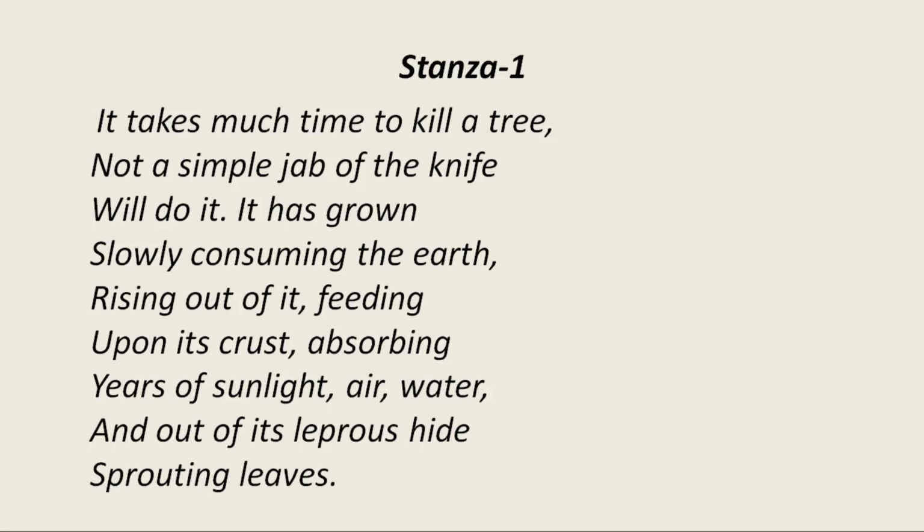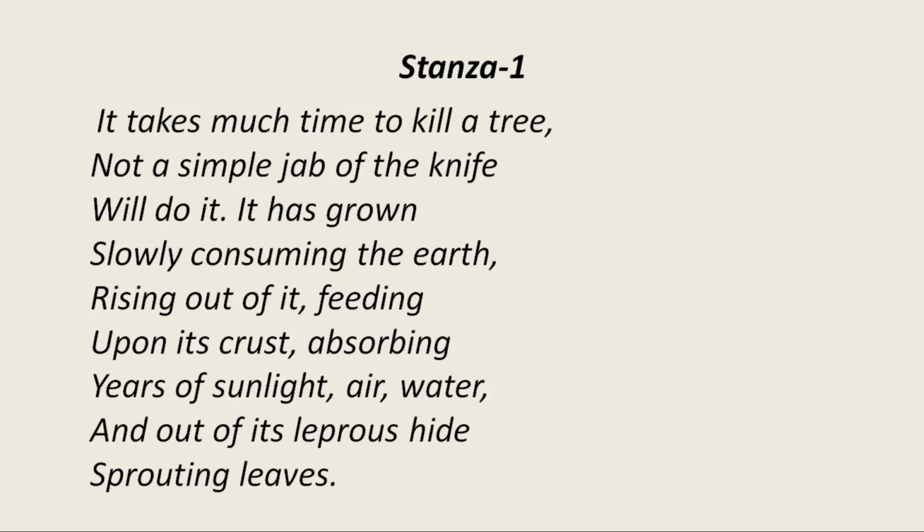So after using all the nutrients and water, it starts rising out of the earth and it finally comes out, absorbing years of sunlight, air and water. So for many years, it absorbs a lot of sunlight, air and water, and that's how it grows up. And out of its leprous hide, sprouting leaves. Finally, from its bark, from its stems and twigs, leaves start to sprout.